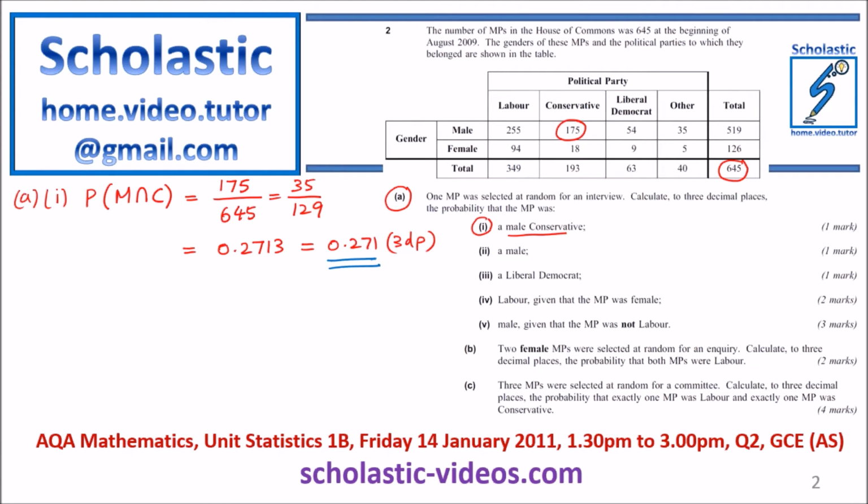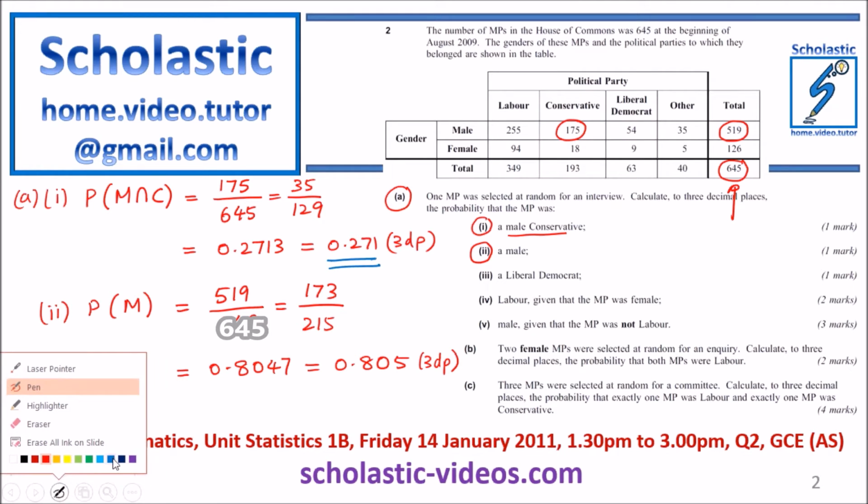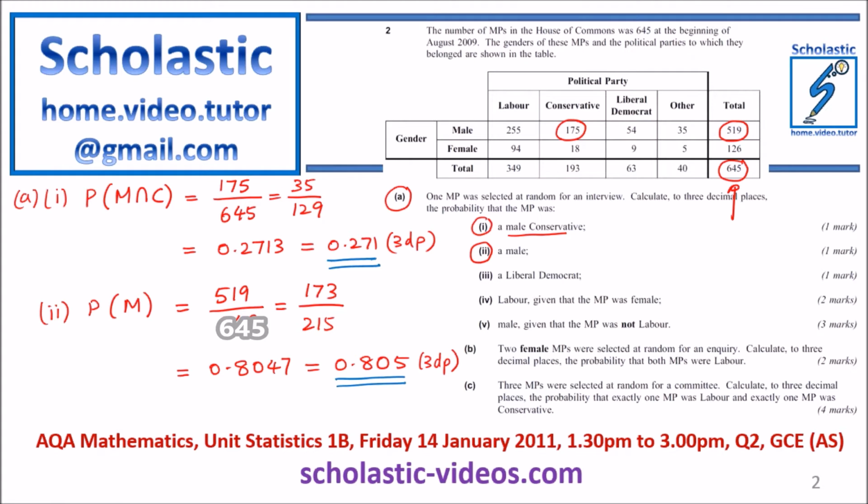Okay, so let's go to the second one. It's a male. So a straightforward question. In this case, probability of a male. Again, we have 645 total. Out of 645, how many males? In the line of male, there are 519 males. So the probability of males is this much. We can simplify this further. You get 173 over 215, or if we take the decimal value, you get 0.8047, which is also equal to 0.805. We round the 4 up to 5 and make it 3 decimal places. So that is the answer to part 2 of the question.